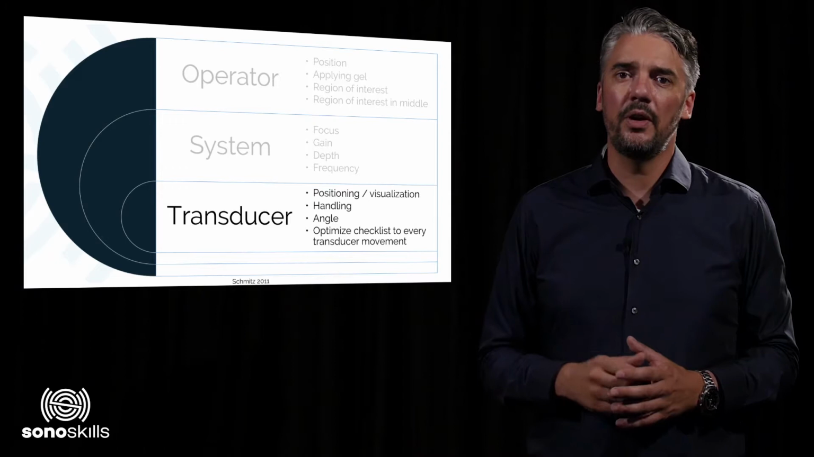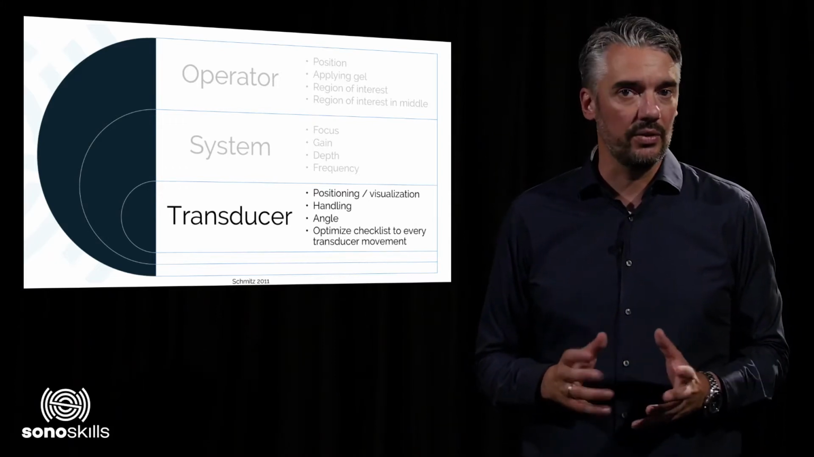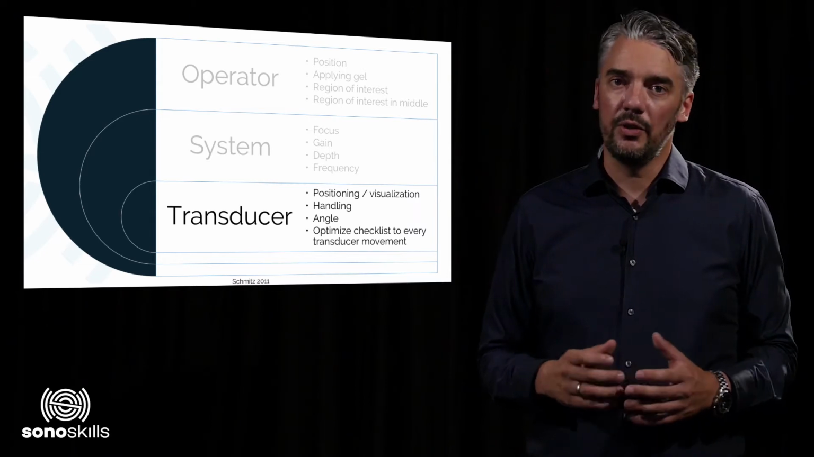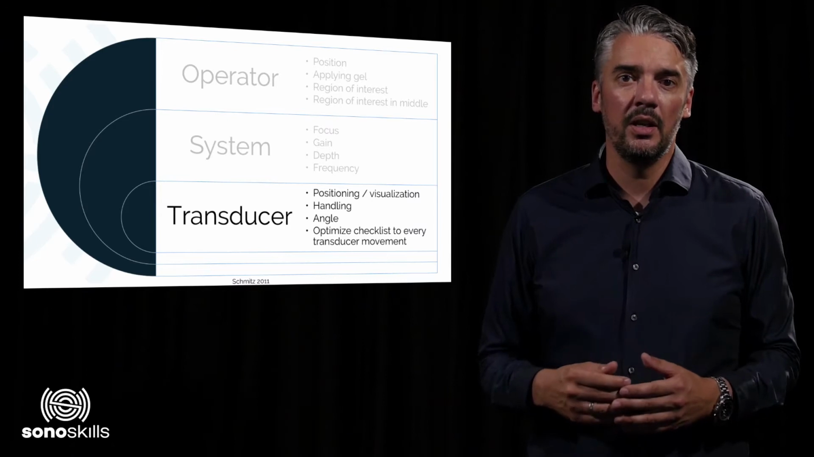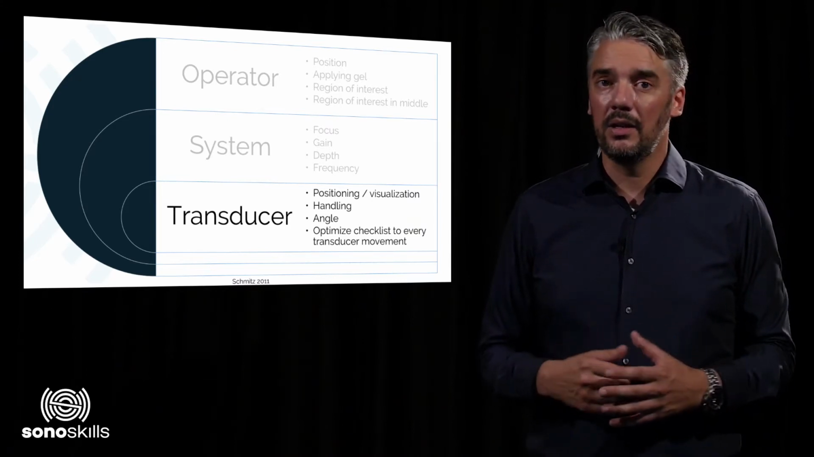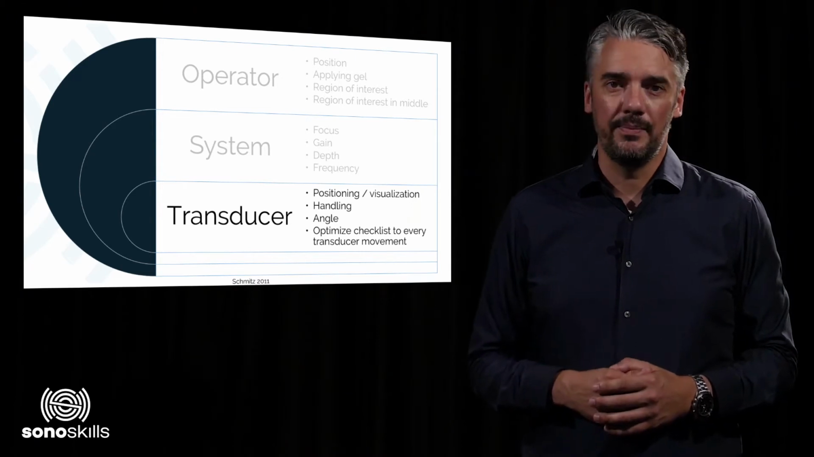The transducer variables are the third point on our 3x4 scanning quality checklist. The 4 transducer variables to constantly check and adapt are the positioning, the handling, the angle, and the optimization. Let's go over them one by one.